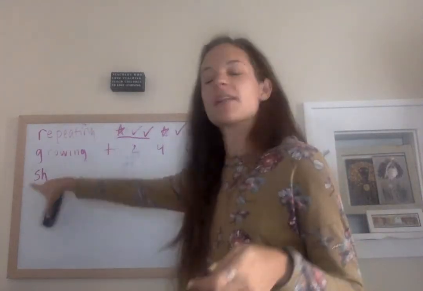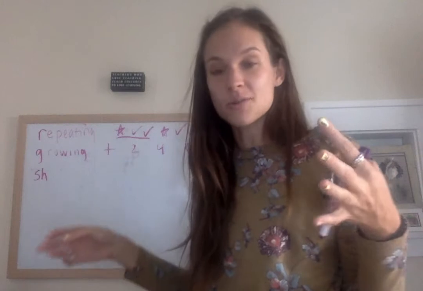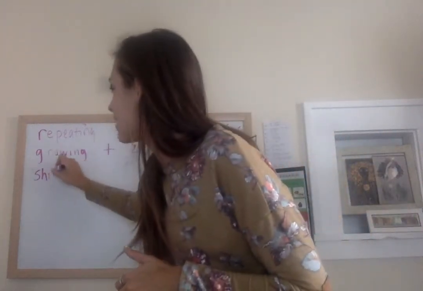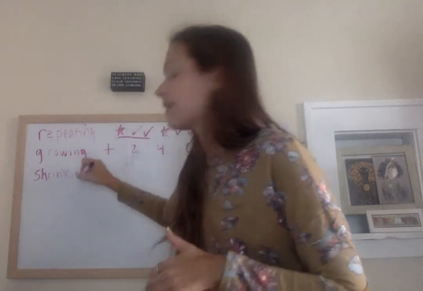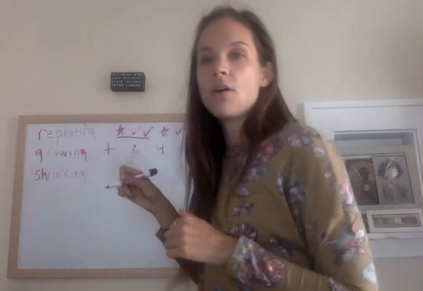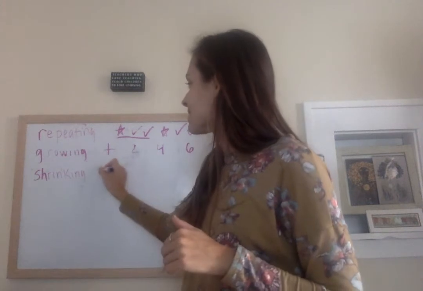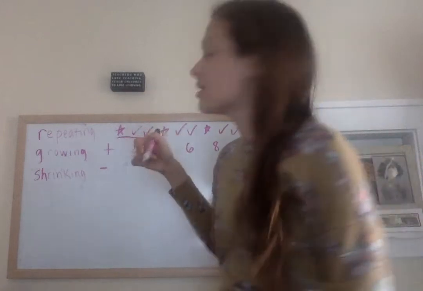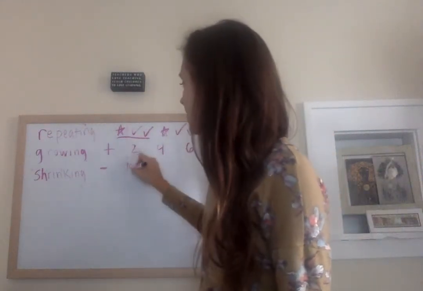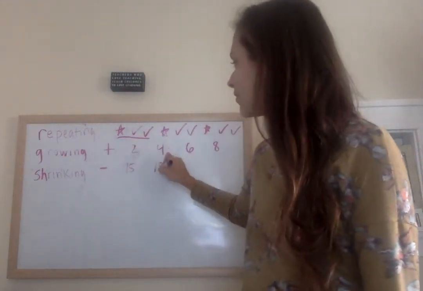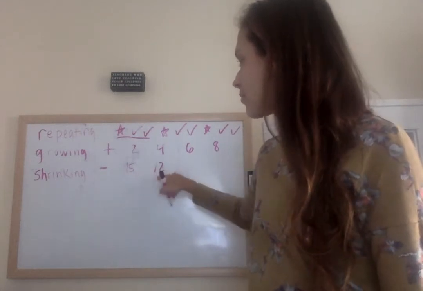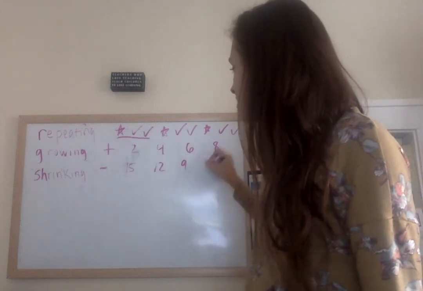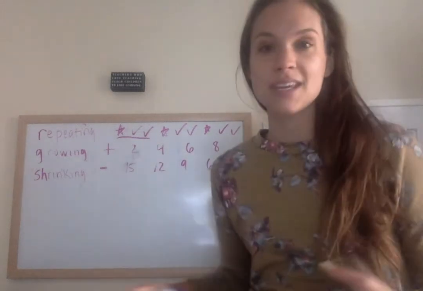And then we have a pattern that starts with S, and actually it starts with the sh sound. It's called a shrinking pattern. Shrinking patterns get smaller as they go. And if you see a minus sign, a subtraction sign, you know that is a shrinking pattern, right? So you could see the number 15, and then the number 12. 15 minus 3 is 12. 12 minus 3 is 9. And you could keep decreasing that way. That would be a shrinking pattern.